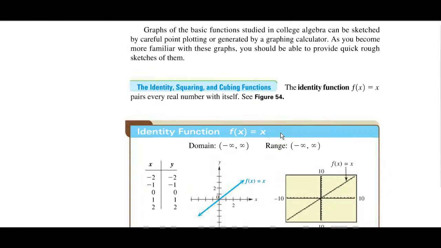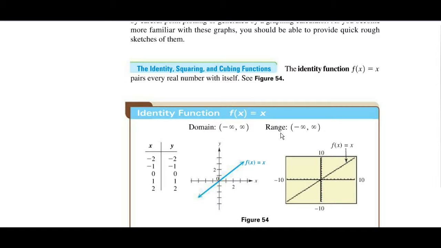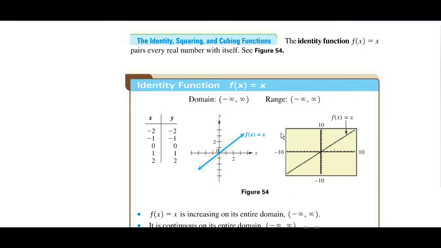Okay, now what we're doing is we're going to sketch various graphs depending upon what they ask us to do, and then what it looks like, and then its domain and its range.